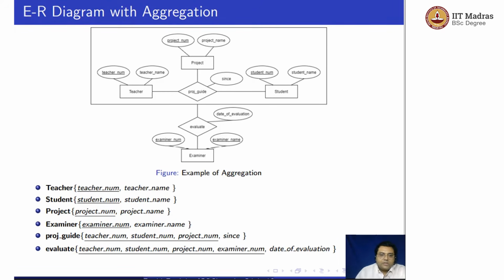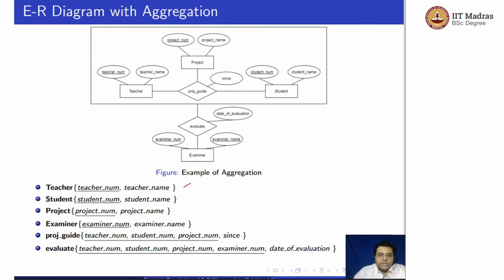all the relations, right? So for teacher, we are having the teacher number and teacher name. For student, we are having the student number and student name. For project, we'll have project number and project name. For examiner, we are having examiner number and examiner name. For project guide, we are having the primary key of teacher, teacher number, primary key of the student, student number, primary key of the project, project number, along with the descriptive attribute for project guide, right?